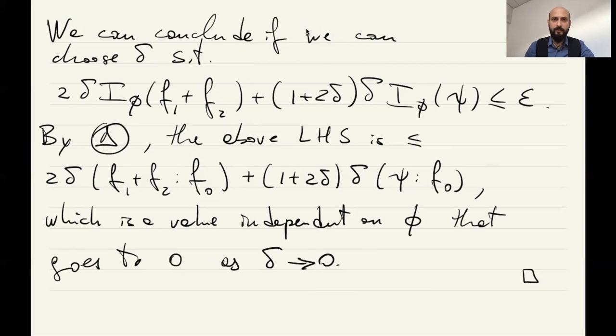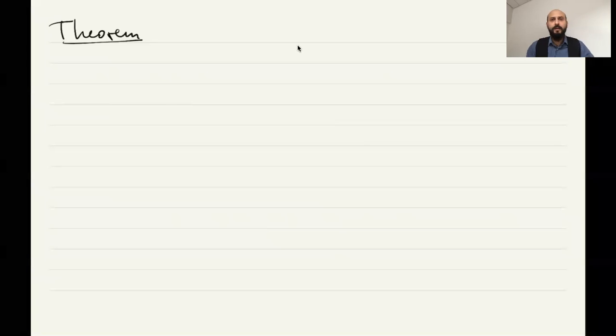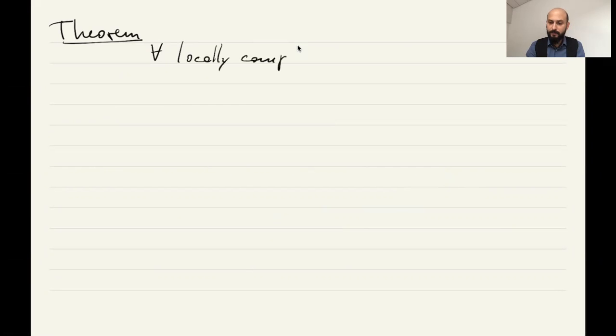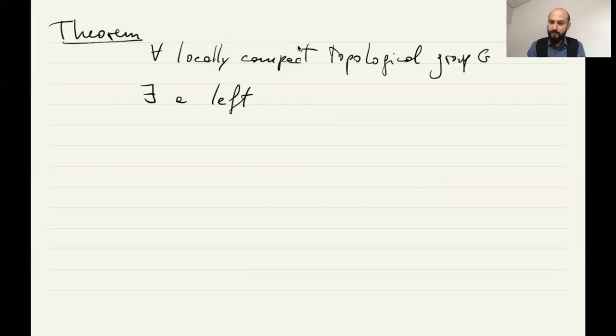Now we prove the theorem. We are now ready to prove the existence of Haar measures on locally compact groups. So we are going to prove that for every locally compact topological group, let's call it G, there exists a left Haar measure on G.